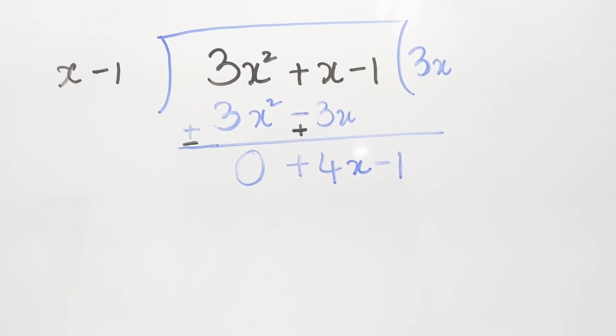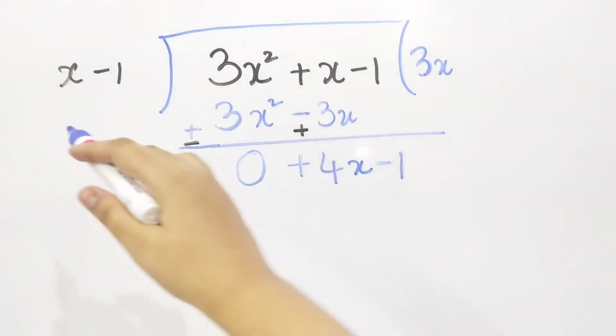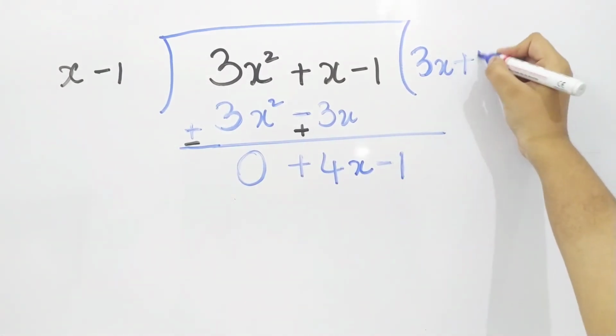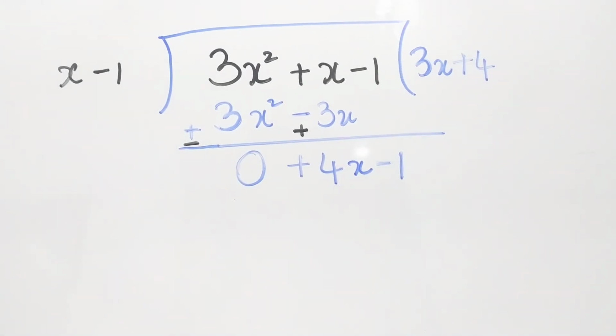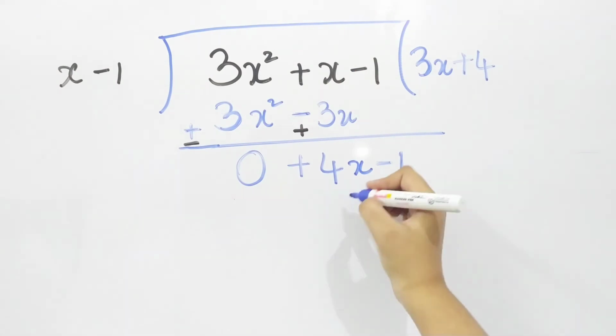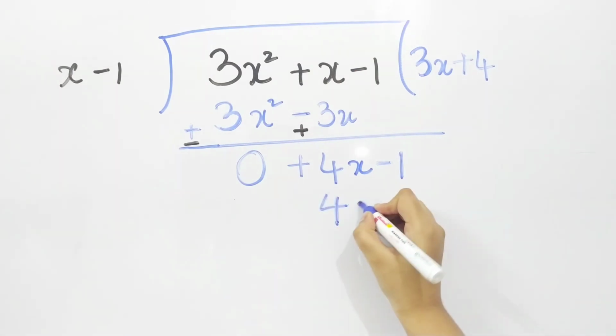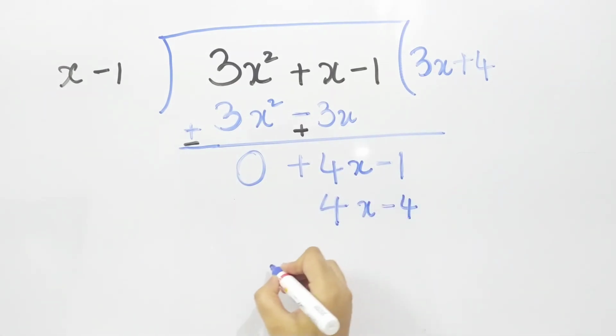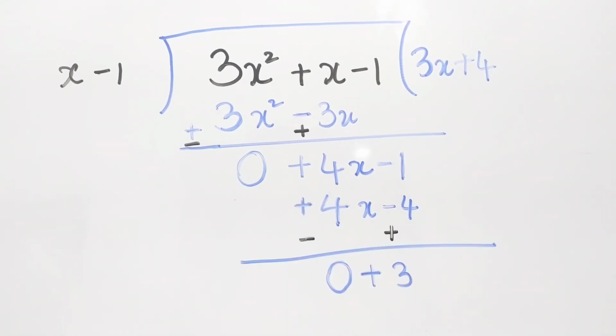Now look at the first terms here and here. You have 4x here and x here. What do I have to multiply x by to get 4x? 4, right? So I will put a plus 4 in my quotient. Now again, you need to multiply this 4 by the entire term x minus 1. So you will do x into 4, which will give you 4x, minus 1 into 4, which will give you minus 4. Now subtract. So you will get plus 3 as the remainder.